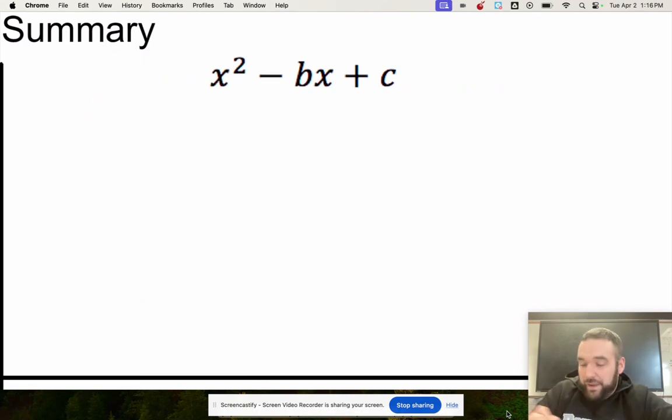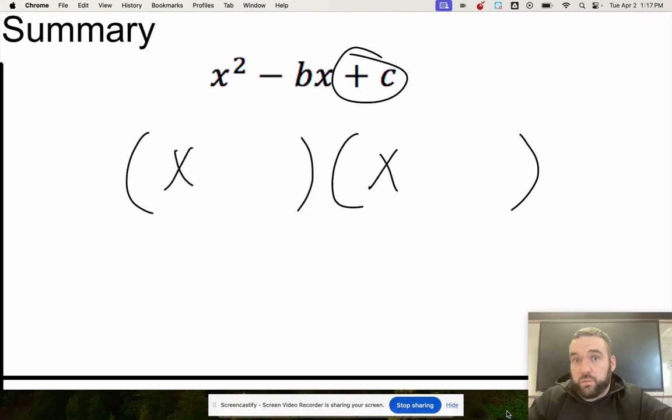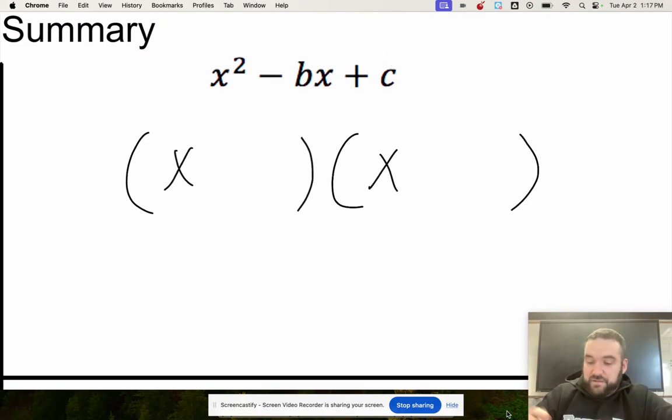Over here, the c value is still positive, but b has now become negative. What that changes for me is this is the star of the show. This is what I need to really focus my attention on. Positive c can only happen if I have a positive multiplied by a positive or a negative with a negative. And in this case, because I want to combine like terms to get a negative b term in the middle, I do need x minus and x minus.